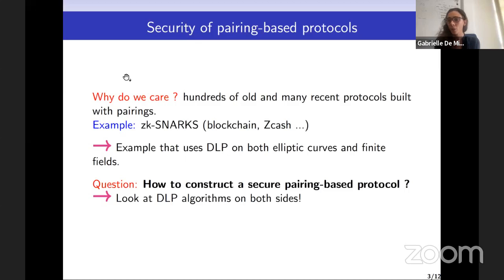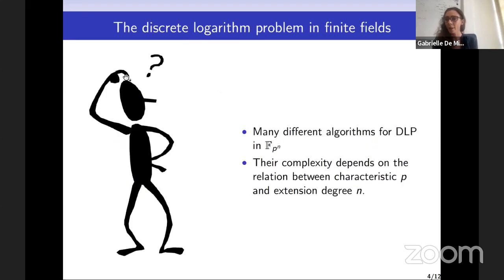So here in this work, we try to answer the question: how do we construct a secure pairing-based protocol? And the answer, which is simple but not simple, is to look at DLP algorithms on both sides. I'm not really going to talk about the elliptic curve side. The complexity is the square root of the size of the subgroup being considered, and that comes from the Pollard rho algorithm. On the other hand, I'm going to be talking about the discrete logarithm on finite fields. This is a bit more complex.